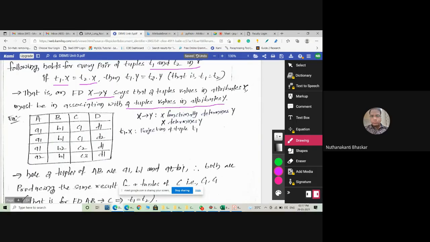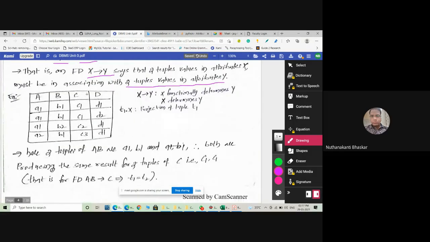Now, if you take one table, A, B, C, D, this is a relation. It contains 4 columns, A, B, C, D. Now, these are the tuples. When we observe this relation, is there any functional dependency? Can any one of you identify any functional dependency here in this table? Please check the table only.